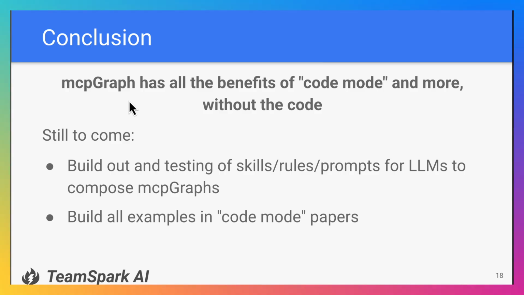So I think some things I'm still working on. I want to build out more. I've had agents generating these things, but I want to build out more skills and rules and prompts for LLMs, and also test those to just make sure that we can compose all these MCP graphs for all the example use cases, and that works more reliably. And then I'm going to build all the examples in the code mode papers and just demonstrate that those all work.